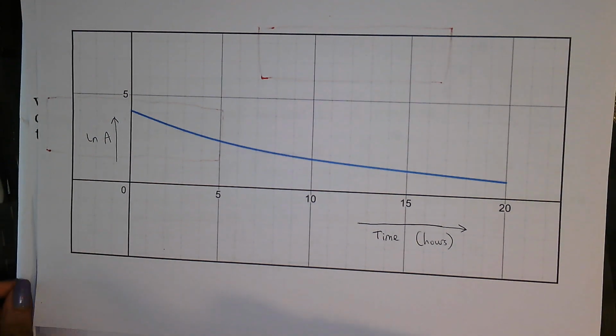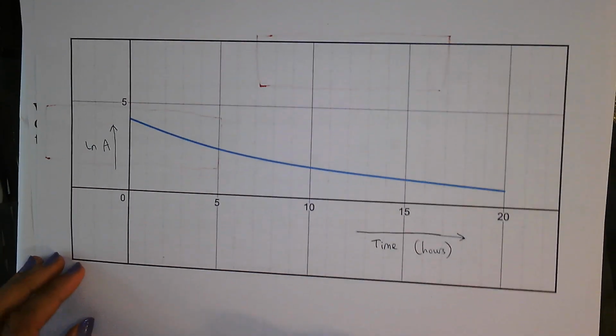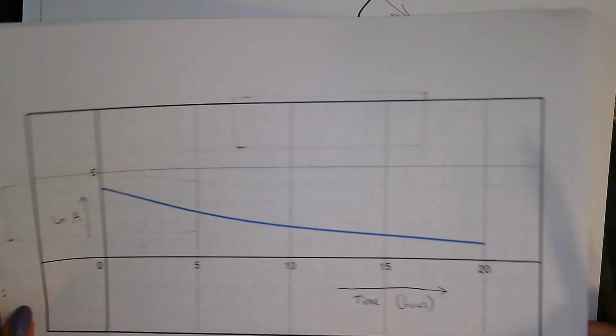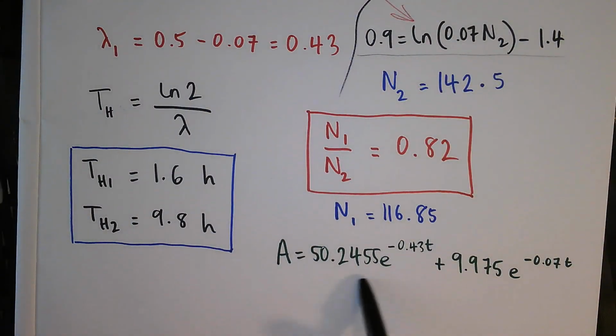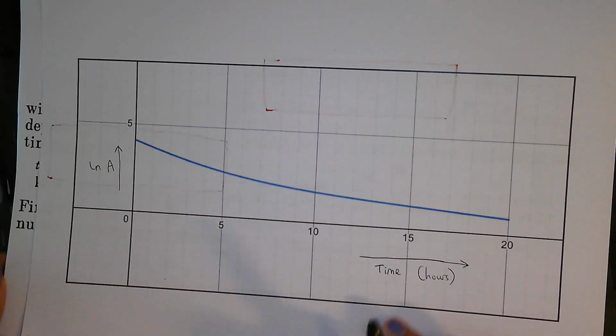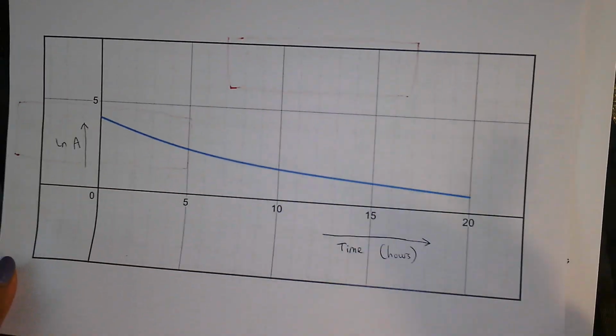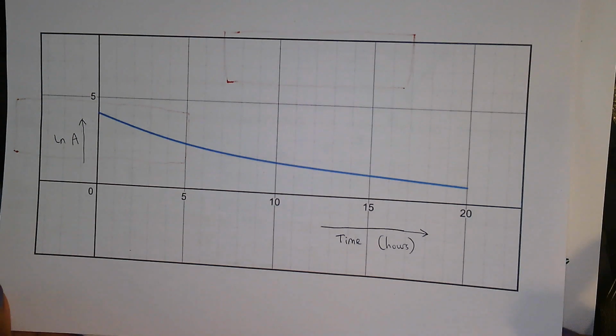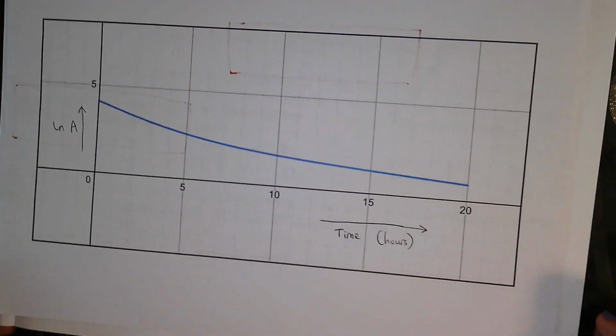But if you do this question and you work out your own values and you form your own equation for A, you can see how close you get to the actual data. So you can just put that in the comments if you like, and we can see how accurate you get.